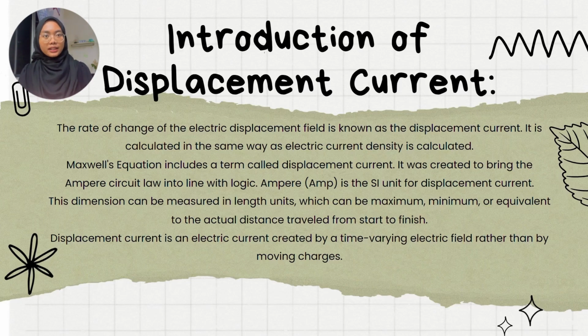Maxwell's equation includes a term called displacement current. It was created to bring Ampère's circuital law into line with logic. The ampere is the SI unit for the displacement current. This dimension can be measured in the length units, which can be maximum, minimum, or equivalent to the actual distance travelled from the start to finish. Displacement current is an electric current created by the time varying electric field rather than by moving charges.